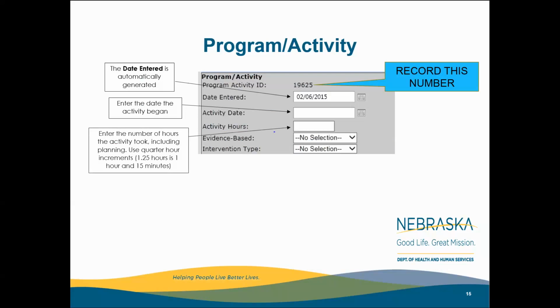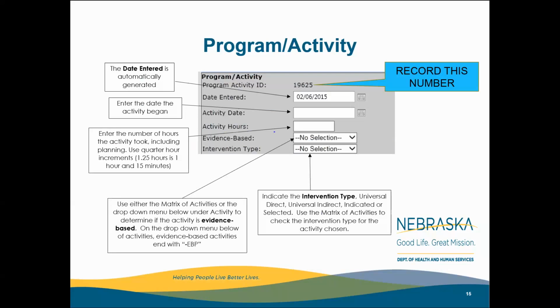The activity hours, this should include time for planning, time for commute, and then the actual hours that the activity took place. And it can be entered in quarter of an hour increments. So if something takes you an hour and 15 minutes, you would enter it as 1.25 hours.